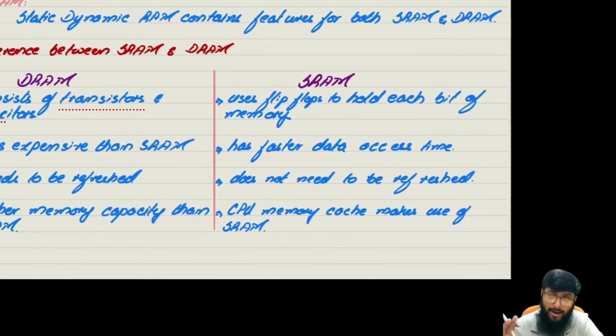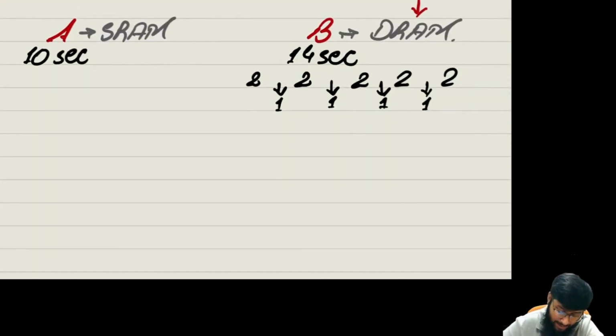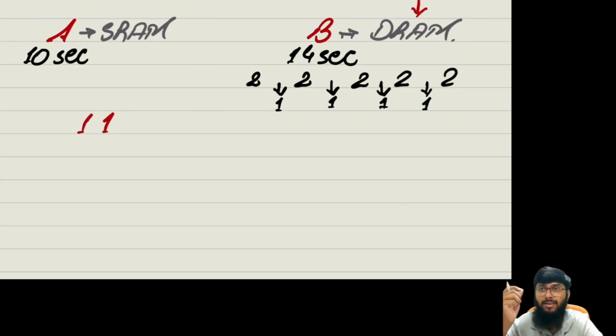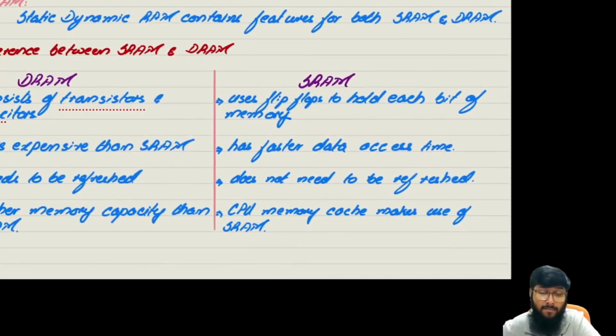Whereas SRAM uses flip-flops to hold each bit of the memory. Now what do we mean by flip-flops? If you are getting similar data, the flip-flop will convert, or shift, one of the bits, so that there is no blockage of the data and the system does not go into a halt position. So at those places we are utilizing the flip-flop. So SRAM utilizes a flip-flop. Faster data access, and it does not need to be refreshed, as we just discussed.